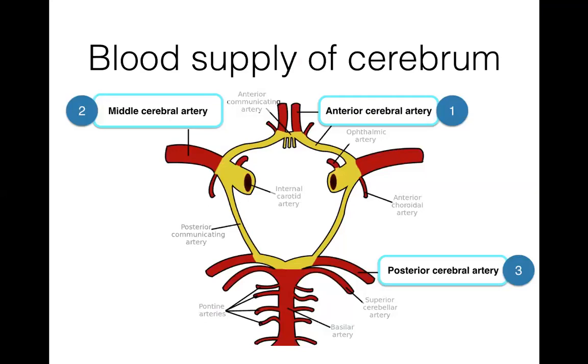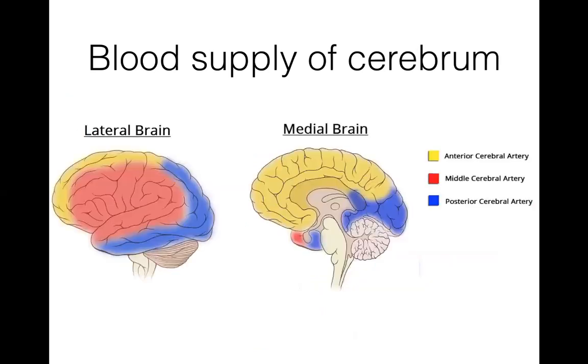Now, the cerebrum is actually highly vascular, and it has three major blood supplies that form what we call the circle of Willis. So these blood vessels include the anterior cerebral artery, the middle cerebral artery, and the posterior cerebral artery. Now, what are the parts of the brain that are supplied by these particular arteries? Shaded in color are the parts of the brain that are supplied by the respective arteries.